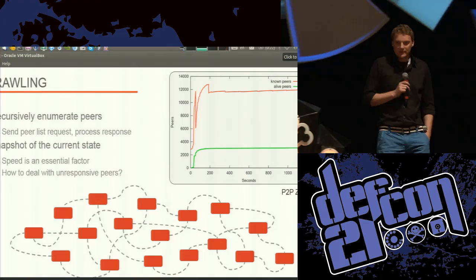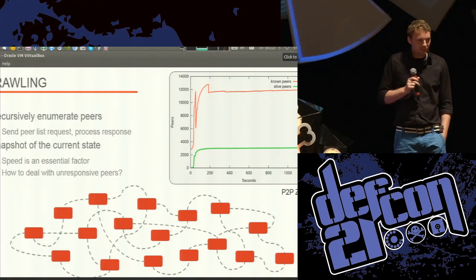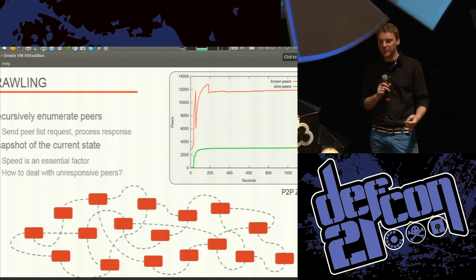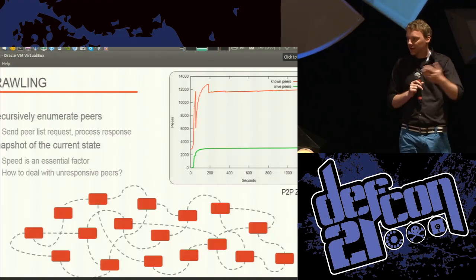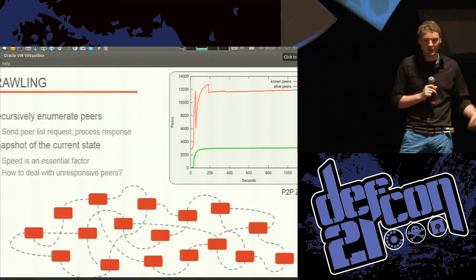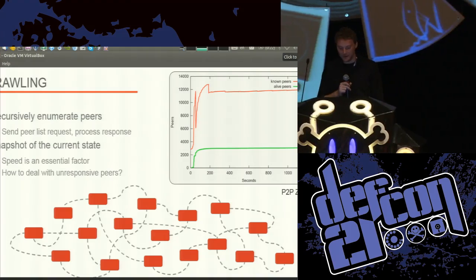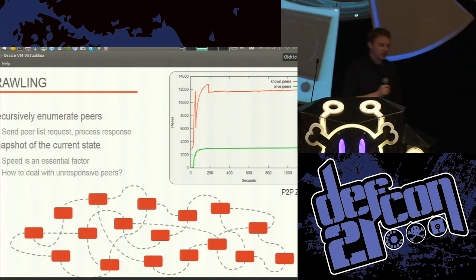Okay, let's talk about crawling. Crawling is nothing else but recursively enumerating peers. You start with one peer, you request its peer list, you take a look at the response and do the same for all the returned addresses, right? And so on until you want to go offline, or I don't know. That's all that crawling is, but you really want to think about a crawling strategy.